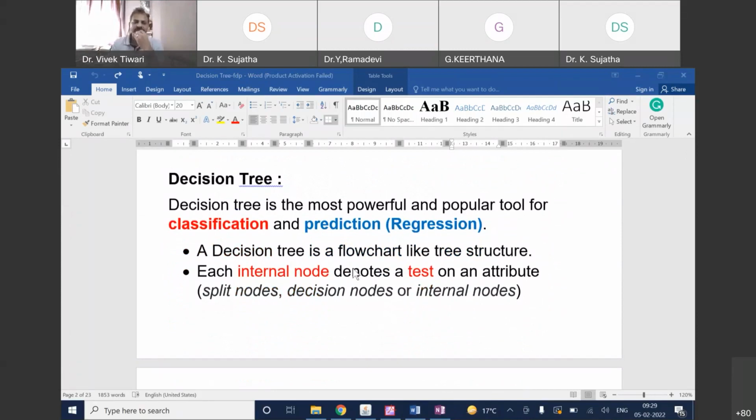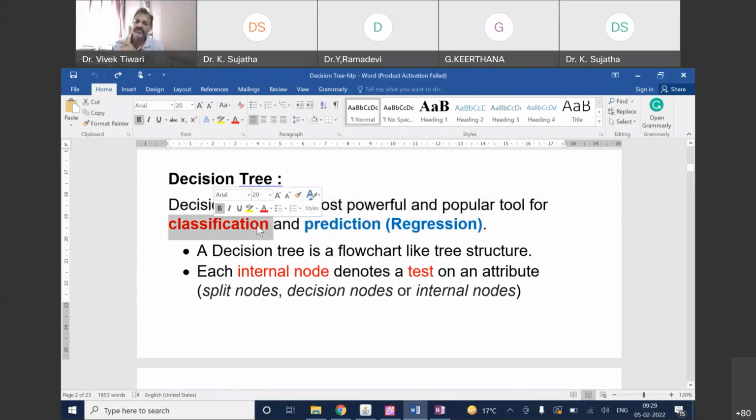Let's have a look at the decision tree. A decision tree is a very powerful tool and algorithm that can be used for both classification and regression. There are many kinds of decision trees. Some decision trees are used only for classification, they can't be used for regression. Some can only be used for regression, not classification. Some have the capability to be used for both kinds of problems, classification and regression.